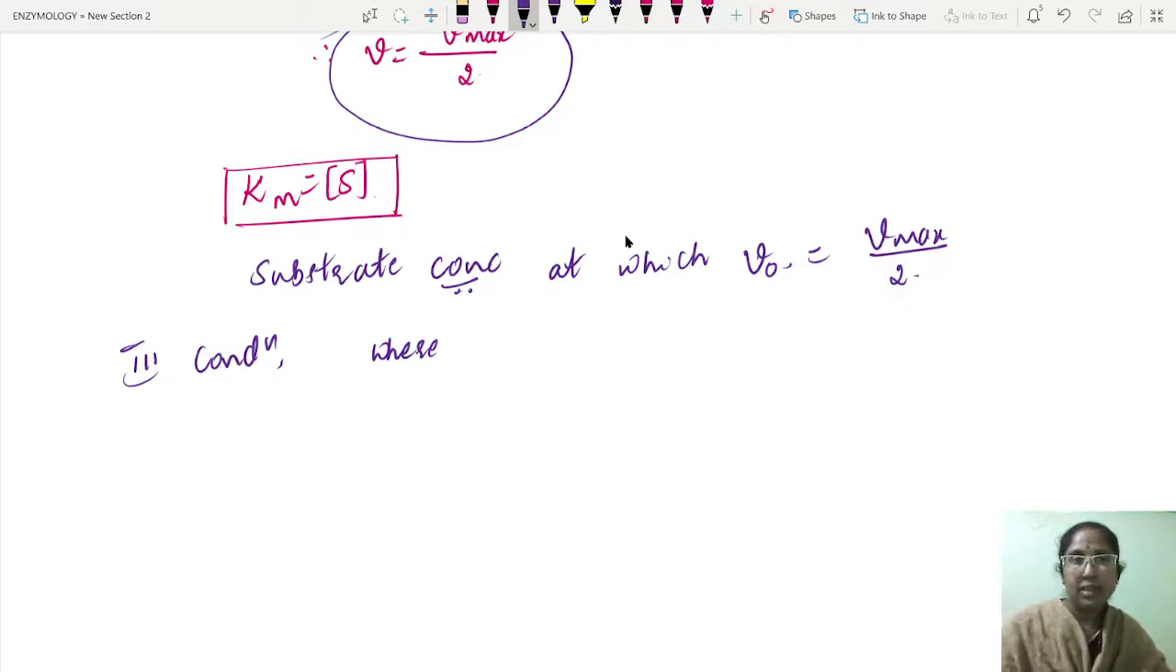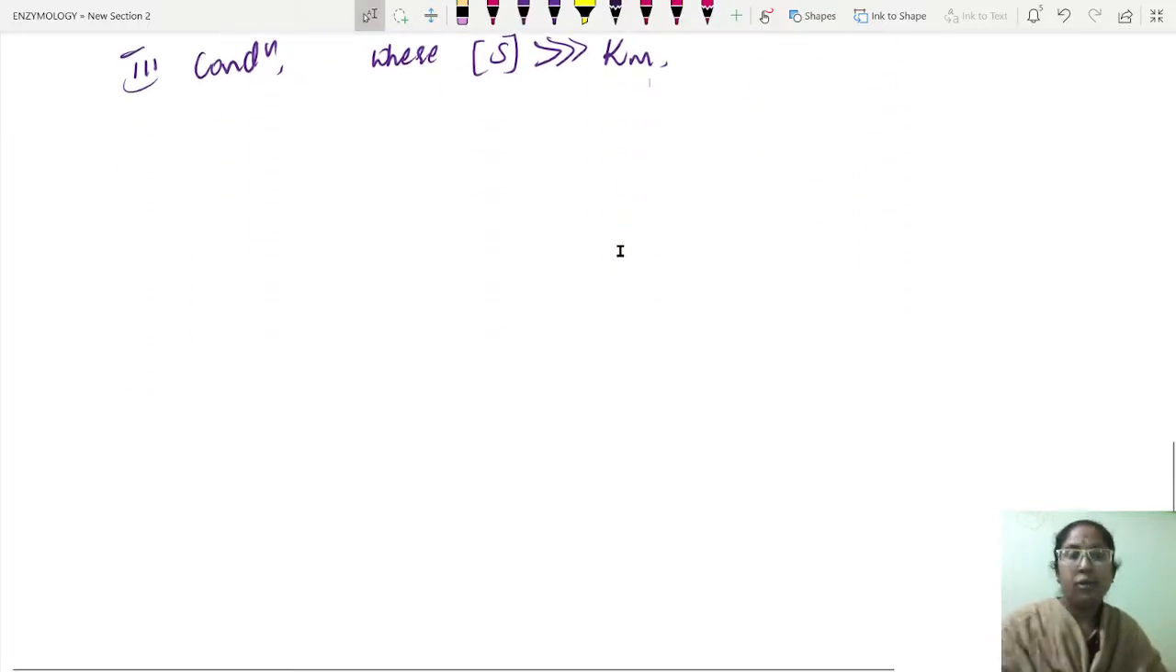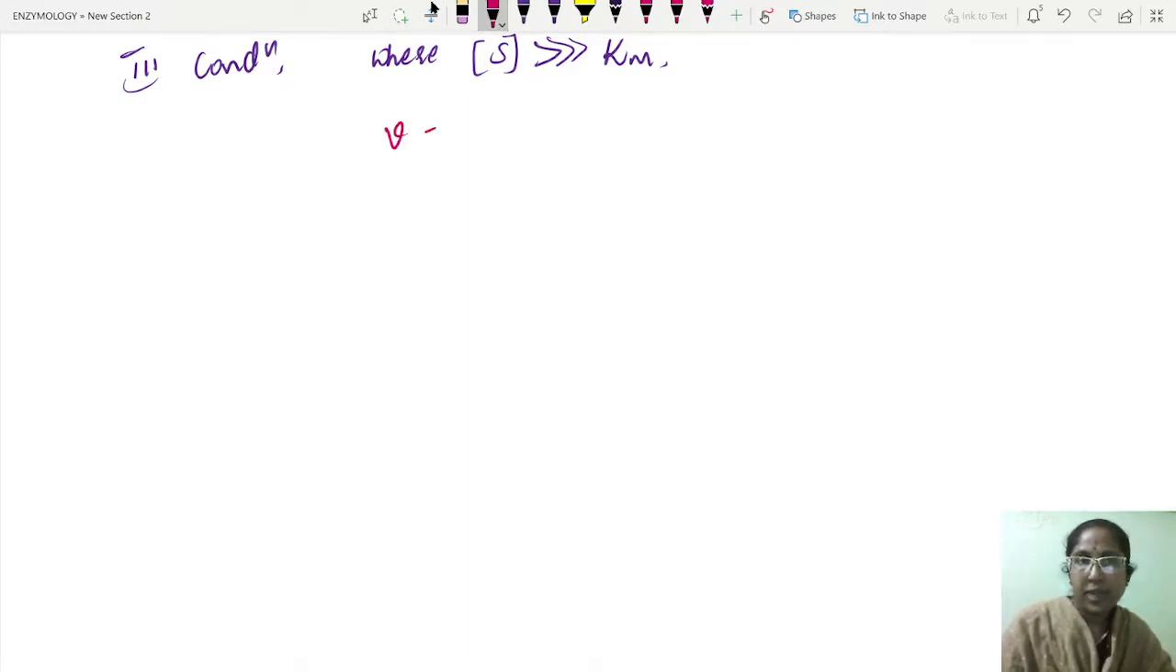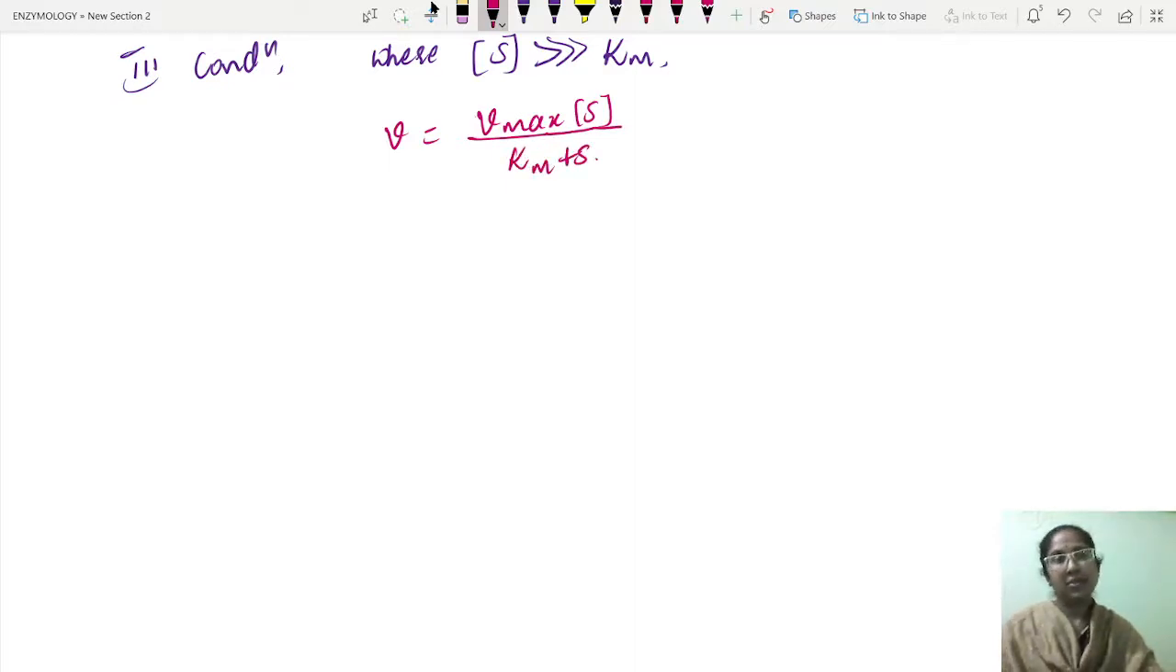So now let us consider another condition where the concentration of the substrate is very much greater than the Km value. What happens to the rate of the reaction? We will see. I'm writing the Michaelis-Menten equation again. That is V is equal to Vmax into S divided by Km plus S. So according to this equation, here the concentration of the substrate is far higher than the Km value and therefore we can neglect the Km value.